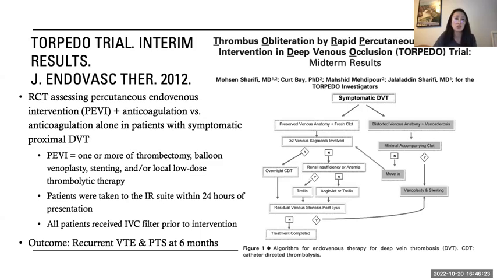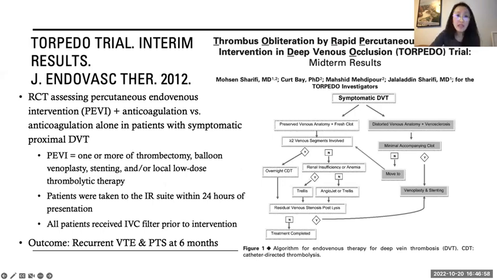So in regards to the TORPEDO trial, the interim results were published in the Journal of Endovascular Therapy in 2012. I don't think they ever actually published final results, but basically it's an RCT that was assessing percutaneous endovenous intervention and anticoagulation compared to anticoagulation alone in patients with symptomatic proximal DVT, so popliteal and more proximal than that. In terms of how they decided on the percutaneous endovascular intervention, they basically used this algorithm on the right here.